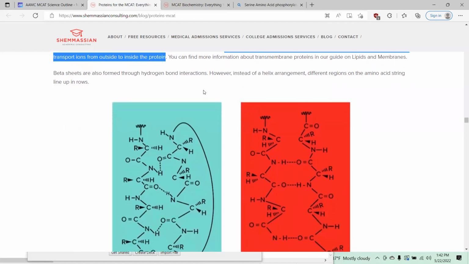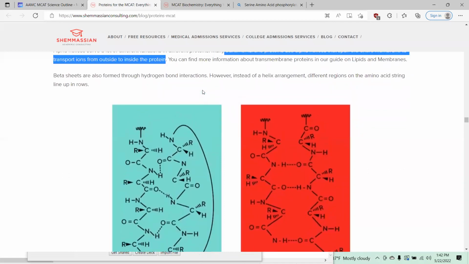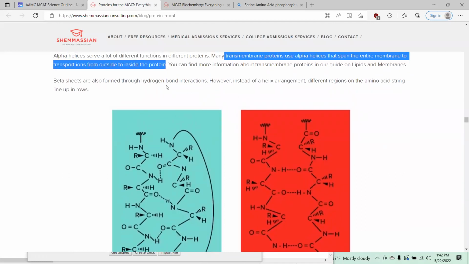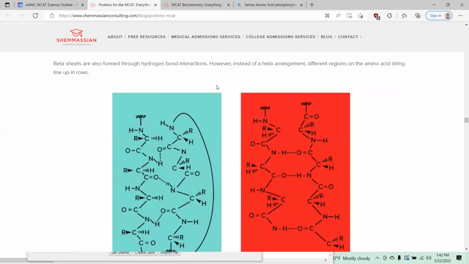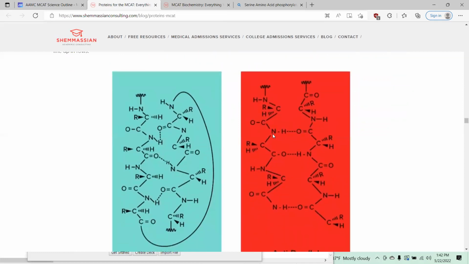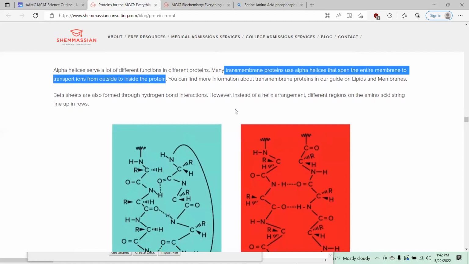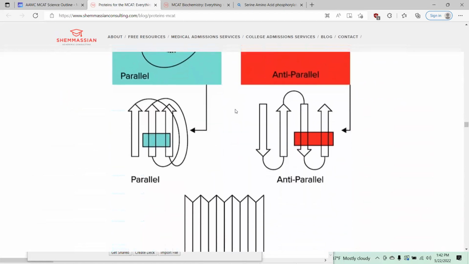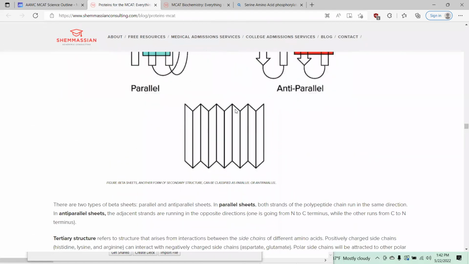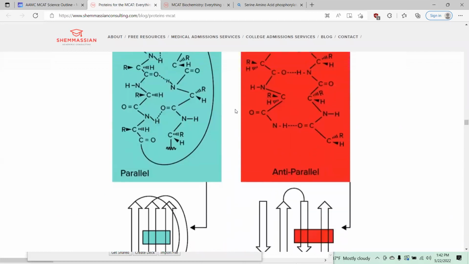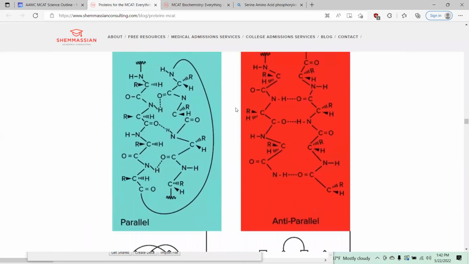Now, the other major version of secondary structure is called a beta sheet or a beta pleated sheet. And what we see there is, again, remember, it's still amino to carbonyl, NH to O to CO, but the structure is a little different. It's not a helix, it's not a twisting helix, but instead it's like a sheet. And basically they kind of stack up in lines.